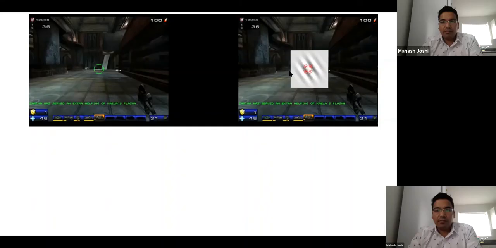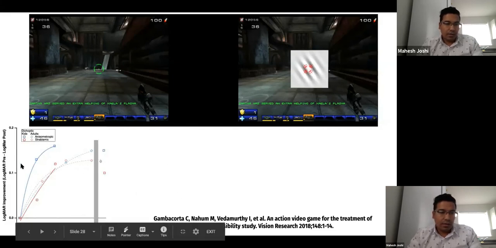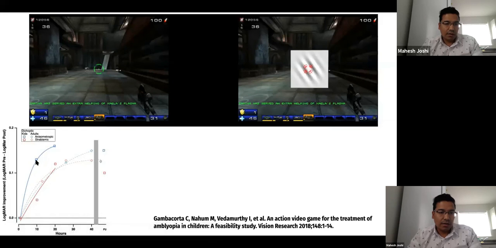If the child recognizes the orientation of these Gabor patches, they will get more reward within the game, like more life or more ammunition and so on, right? One of the results from one arm of this study has just been published in 2018. Here the squares are kids and the red squares are adults, with different amblyopia types. As you can see, in the kids the visual acuity improved almost 1.5 lines after around 15 hours of gameplay, without any patching or any kind of intervention.